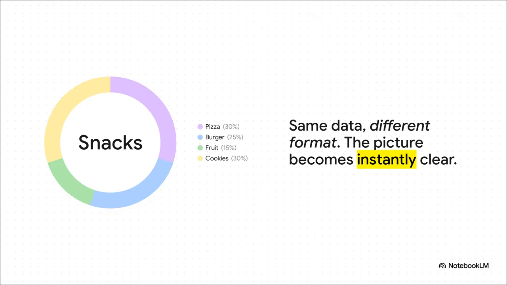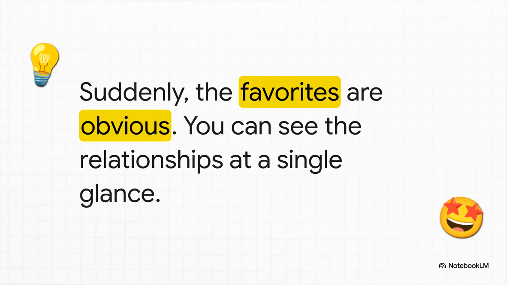And boom, instantly, everything just clicks into place. Your brain can finally relax and just see the answer. It's a real aha moment, isn't it? Suddenly, the favorites are completely obvious. The height of the bars does all the heavy lifting for us. You don't have to sit there comparing numbers anymore. You just see it all at once in a single glance.